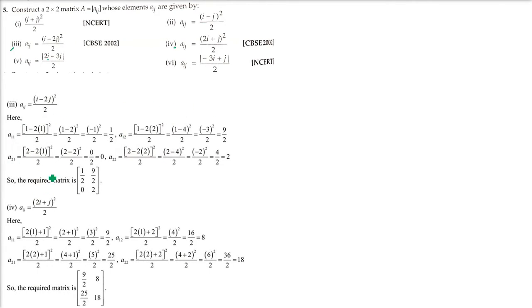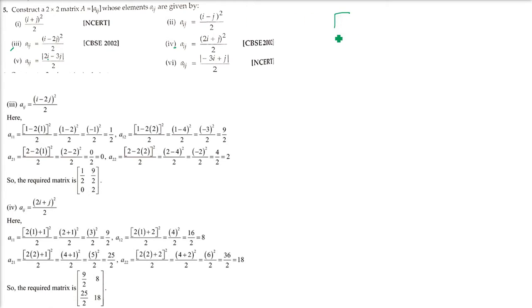I'm just skipping it. Now the third and fourth part, CBSE 2002. So i - 2j or 2i + j, they are almost similar, so we will take one of these. And the fifth and sixth part will also take one of these. So let us see here. The third and fourth are almost similar. Okay, we'll do the third one.